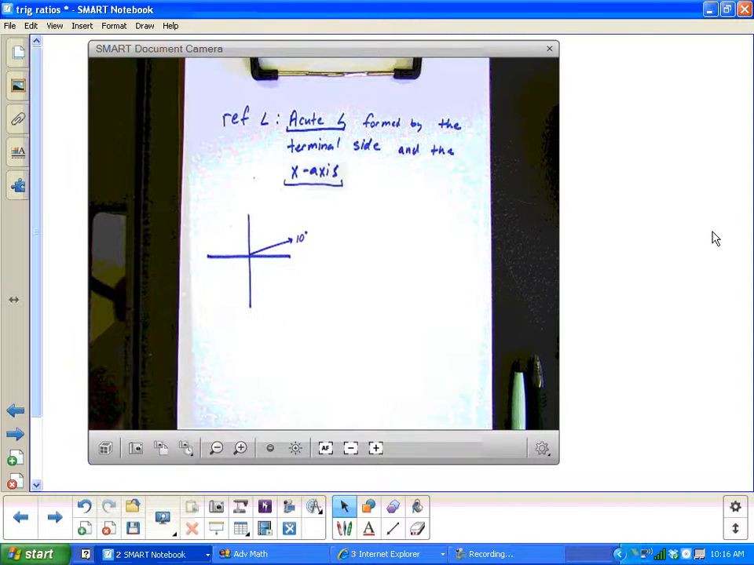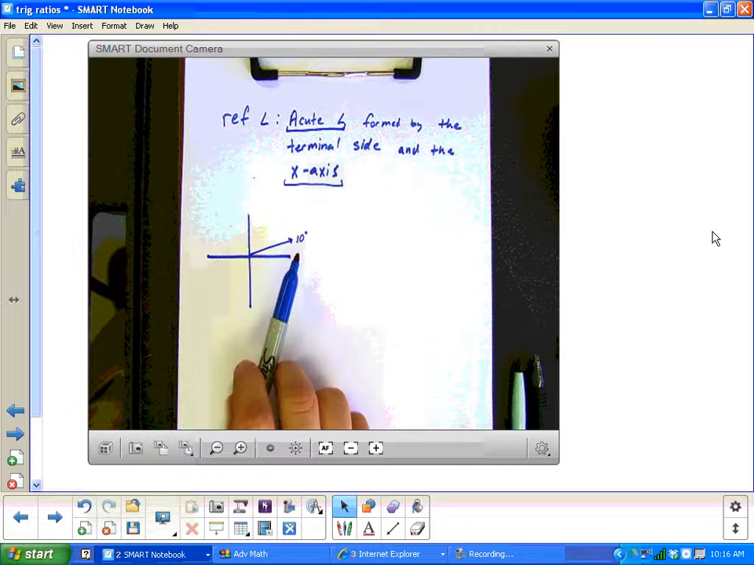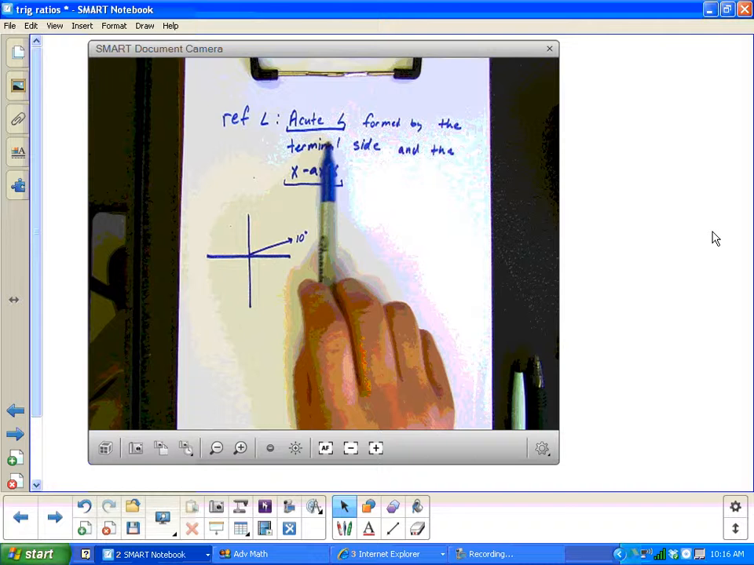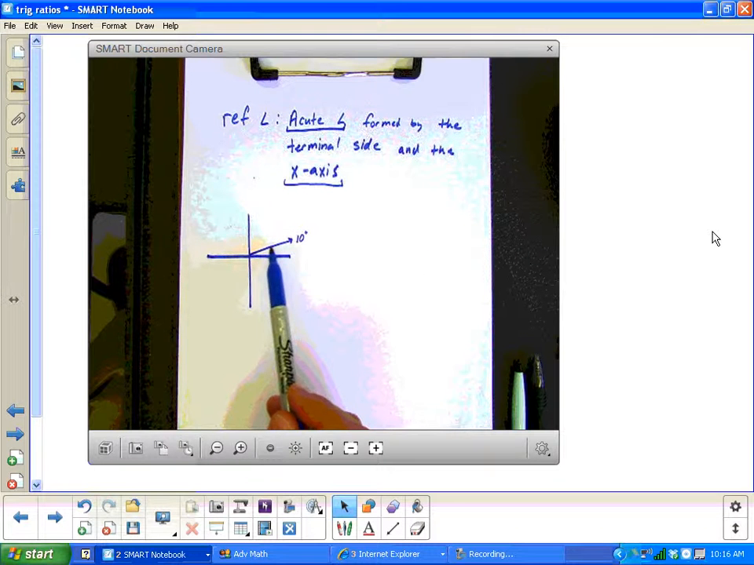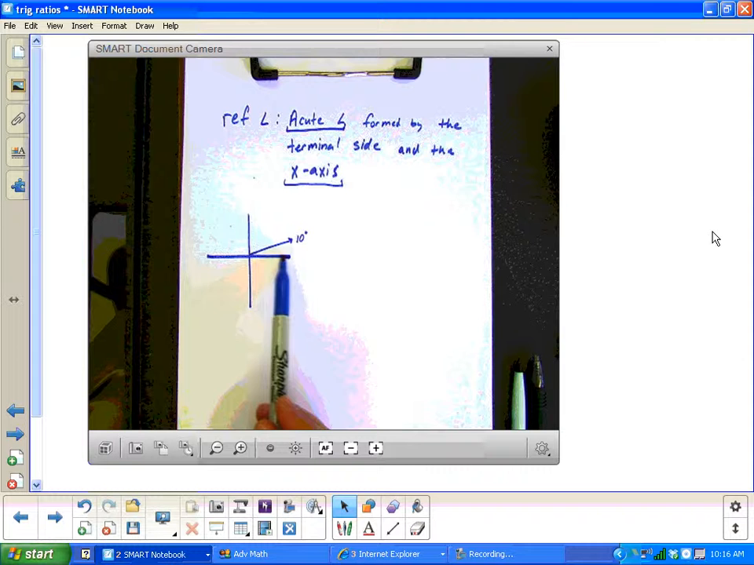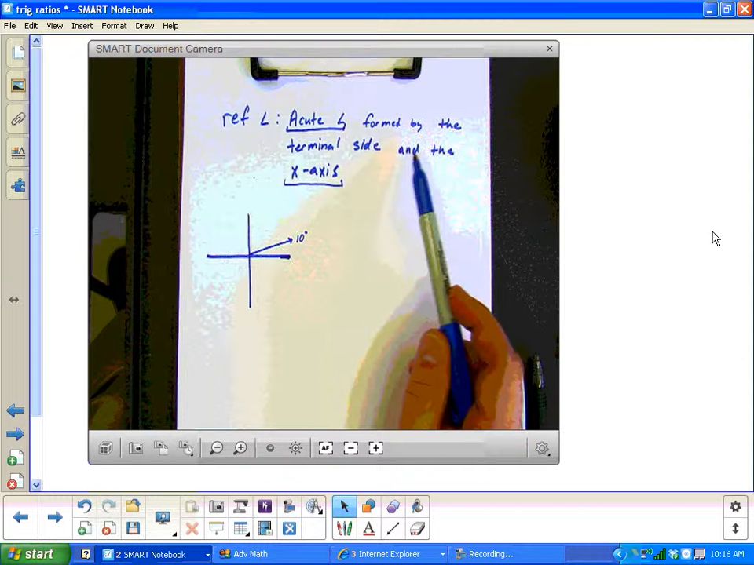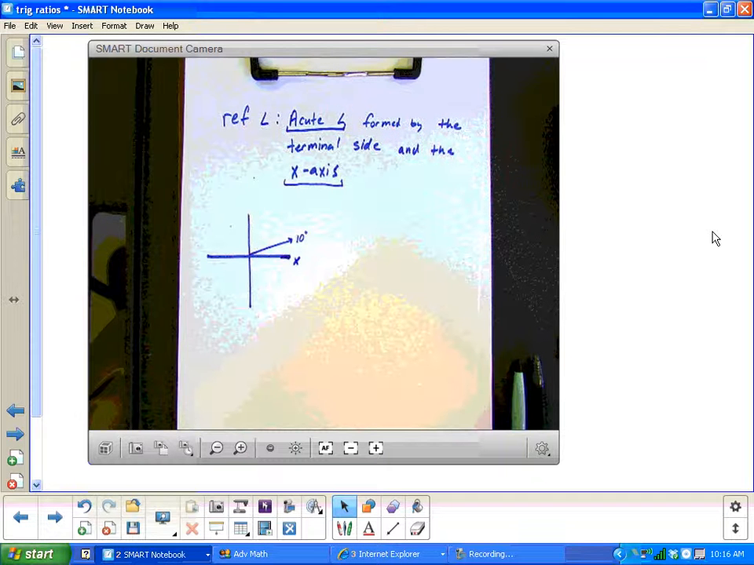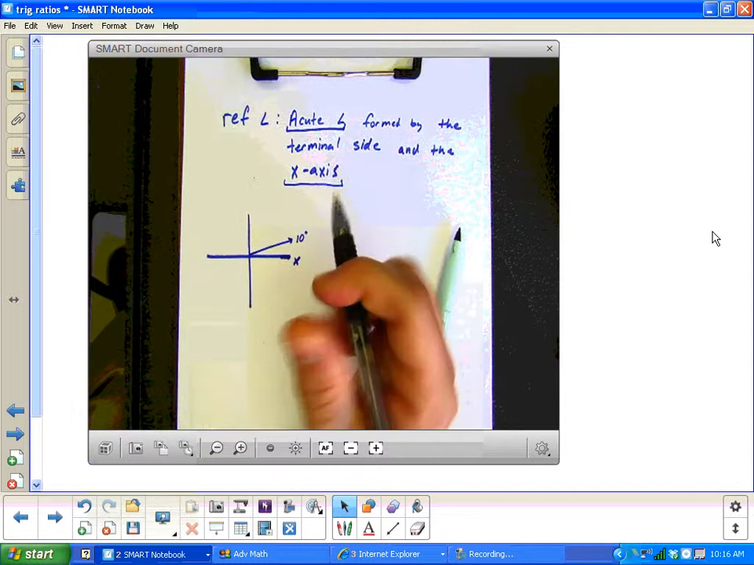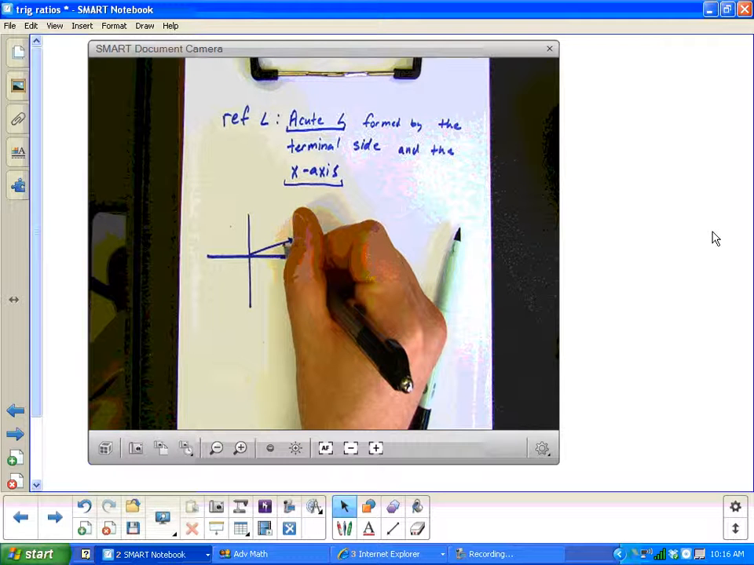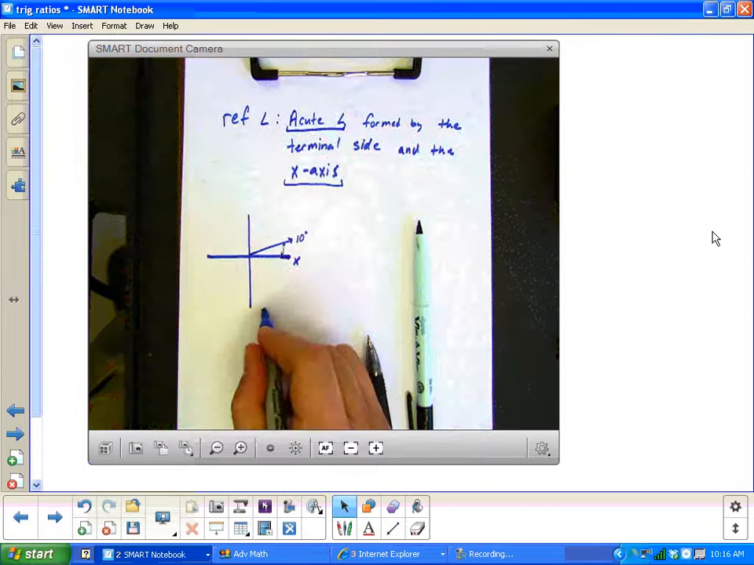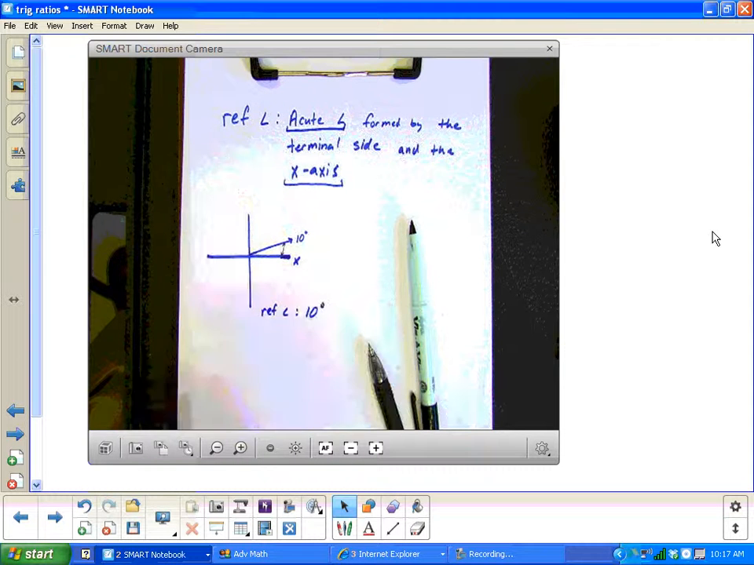Now, if we want the reference angle here, the reference angle is the acute angle formed by the terminal side. Now, this would be the terminal side, right? The initial side is always this. The terminal side and the x-axis. Now, this is the x-axis. So we're looking for the measure of the angle from the terminal side to the x-axis. Wouldn't that just be the angle right there? So the reference angle for a 10-degree angle would just be 10 degrees.